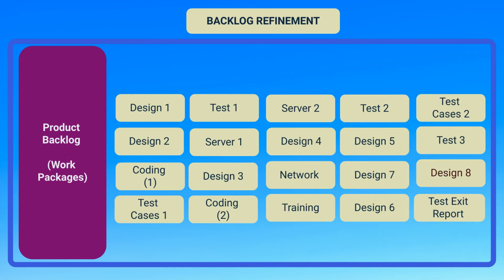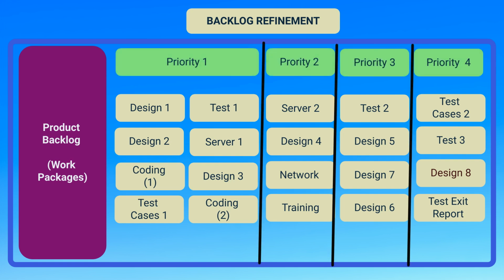The backlog refinement involves regularly reviewing and prioritizing the product backlog to ensure that it is up to date and reflects the project's current priorities. For example, we start with a product backlog as seen here, and at any time the priority of a work package could change from priority 1 to priority 2 like this.